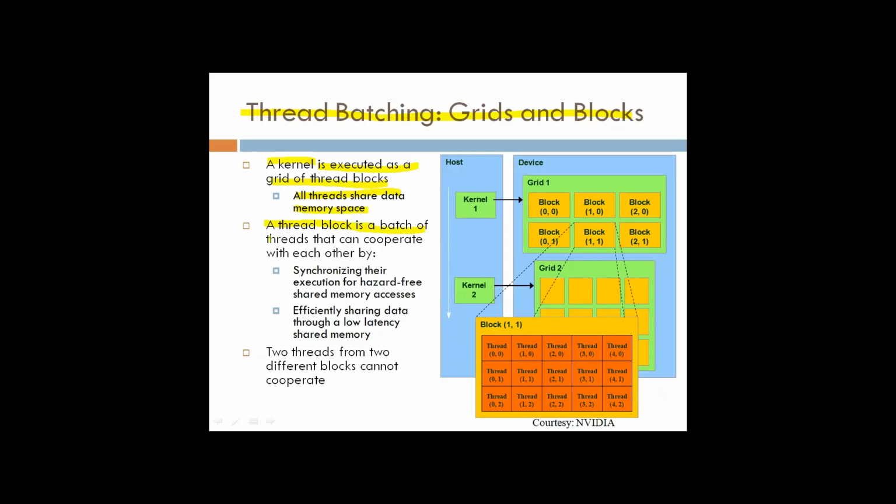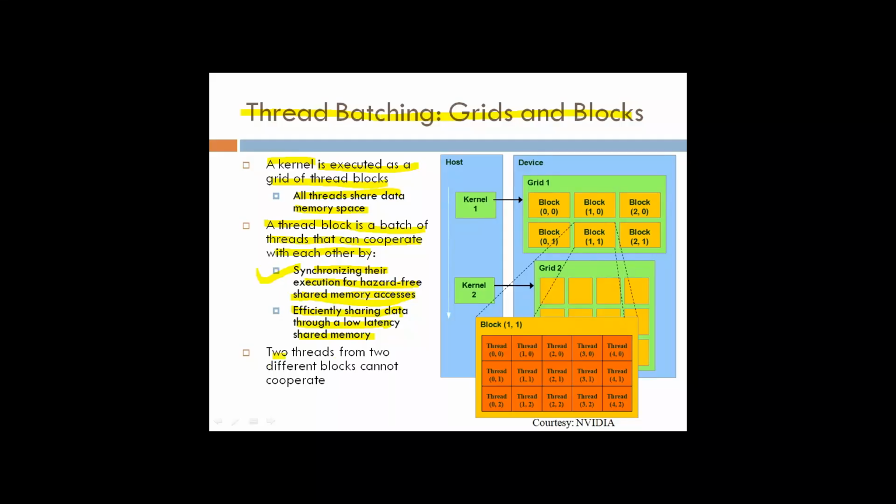Now if we come to the block, it's a batch or group of threads that can cooperate with each other. They cooperate by synchronizing their execution for hazard-free shared memory access. They synchronize with each other through shared memory, and of course there are some other hardware facilities also available for their cooperation. Efficiently, they can share data through the low latency shared memory.